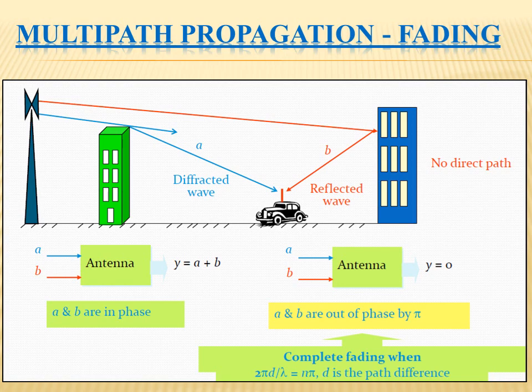Signal A plus signal B is the total signal sent by the sender. If A and B are in phase, then Y is equal to A plus B. If they are out of phase by pi, then Y is equal to 0. It means if they are not in contact, the received signal is 0, meaning no direct path and no non-line of sight path.